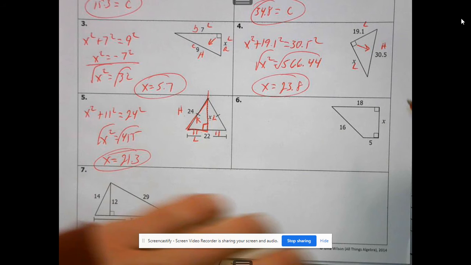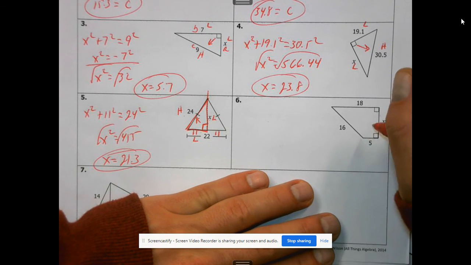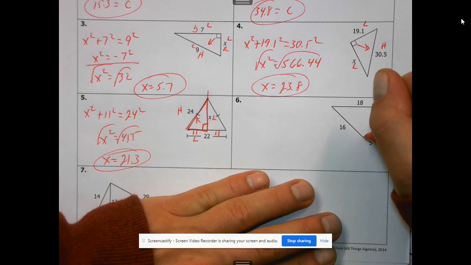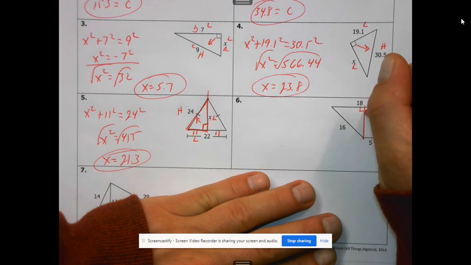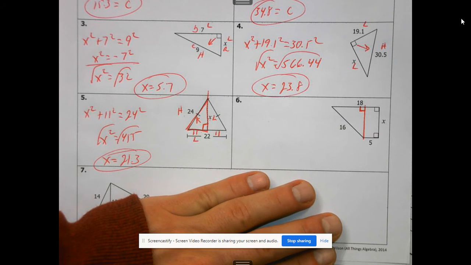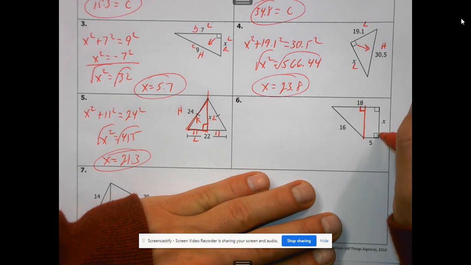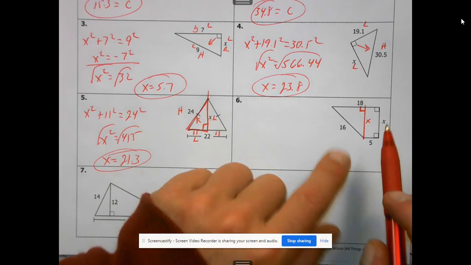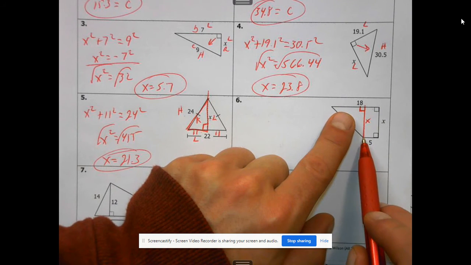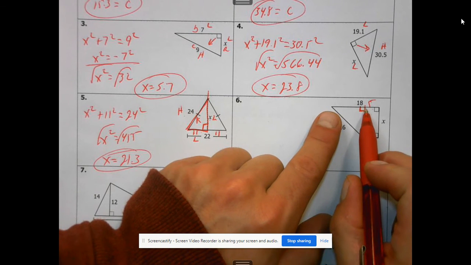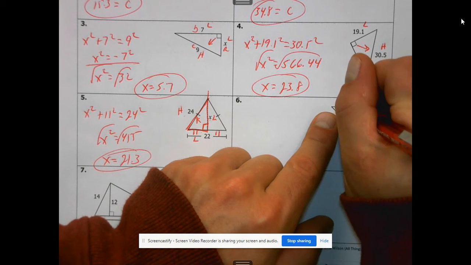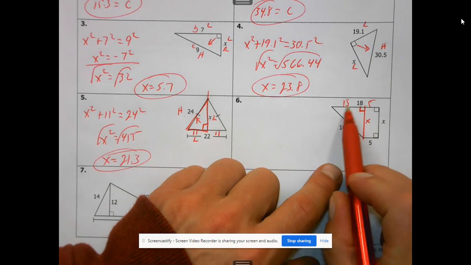Number 6. Little tricky. You probably will not see one like this on a quiz, but I'm going to give it a shot. We can work with this one. I'm going to draw a line straight up and down here. There's my 90. If this piece over here is x length, this piece right here also has to be x length. The question is, how long are these two pieces up here? Well, if this piece is 5, that piece has to be 5. If the whole thing is 18, what's left for this would be 13. Just subtract. 18 minus 5 is 13.